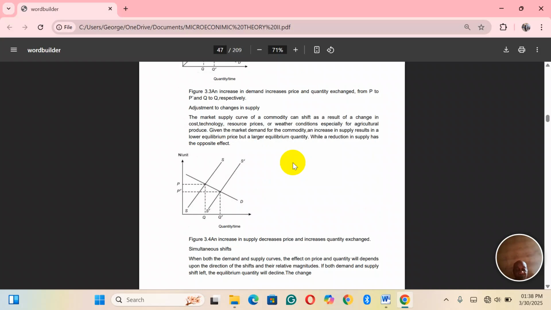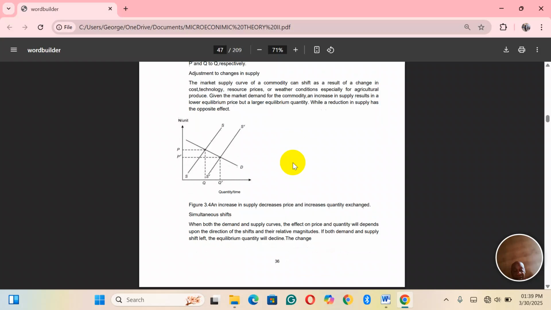Simultaneous shifts. When both the demand and supply curves shift, the effect on price and quantity will depend upon the direction of the shifts and their relative magnitude. If both demand and supply shift left, the equilibrium quantity will decline.